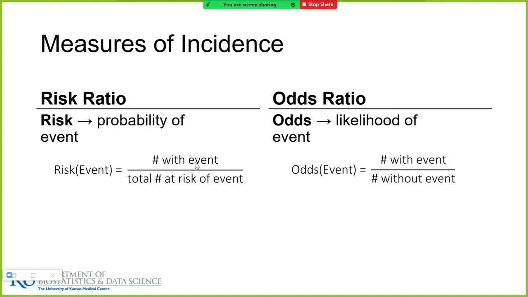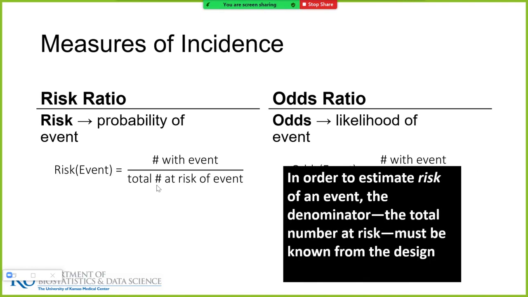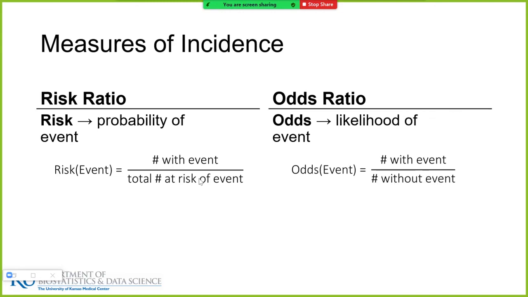The risk is the number with the event divided by the total number at risk of the event. So it's just a proportion or probability of the event occurring in a group of individuals. The odds is different. For the odds, you take in the numerator the number who experienced the event and divide by not the total number at risk of experiencing the event, but the number out of the total who didn't experience the event. In order to estimate risk, the denominator, the total number at risk, must be known from the design. That's why the cohort study allows us to estimate risk. If we don't have the total number at risk fixed, if that is random, then we report the odds.